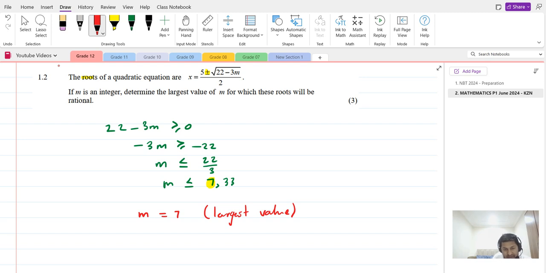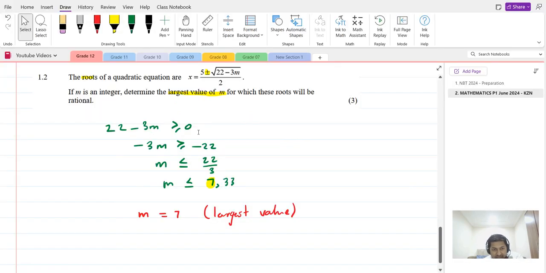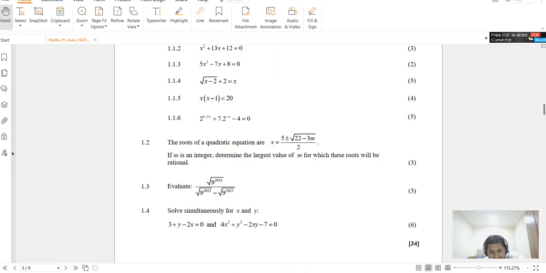Right, so m is equal to 7, which is the largest value of m for which these roots will become rational. We want to solve for the largest value of m. We're not actually solving for the roots. That's it. Quite simple, nice theoretical problem. Now, why did we say that that has to be positive? Because everything in the square root must be positive in order for this to have real or rational roots.